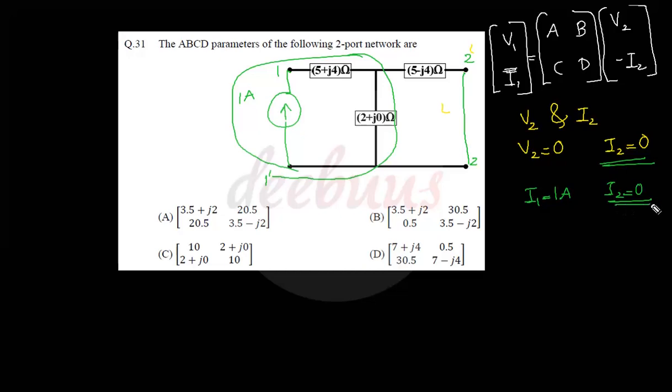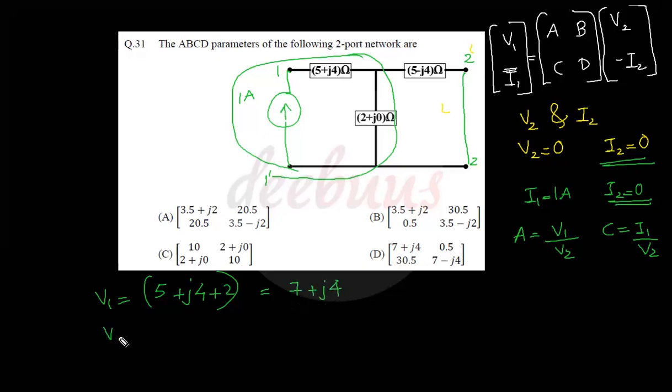Now I2 equal to 0 makes A equal to V1 by V2. Similarly, again I2 equal to 0 makes C equal to I1 by V2. So we are evaluating A and C. First of all, we can evaluate V1. V1 equal to current into resistance. Resistance is 5 plus j4 plus 2, because 5 plus j4 is in series with 2. So 5 plus j4 plus 2, into 1 ampere current source, turns out to be 7 plus j4. That is V1.